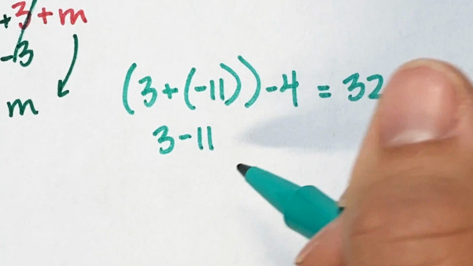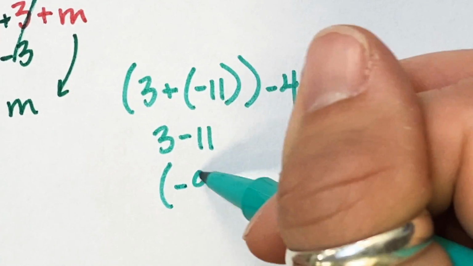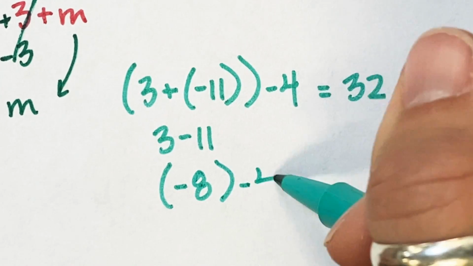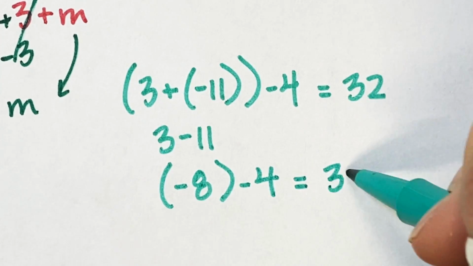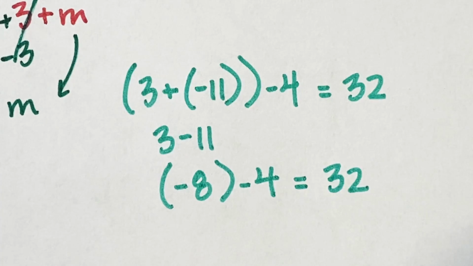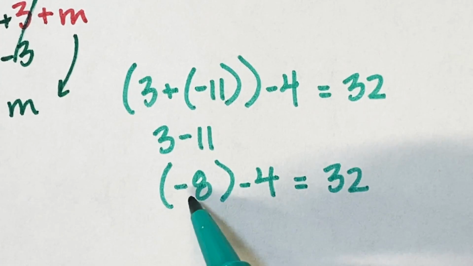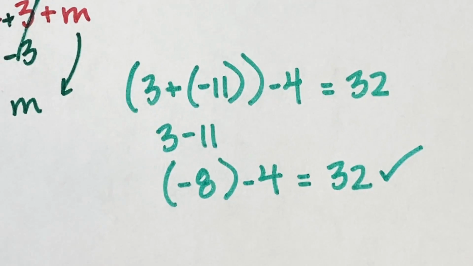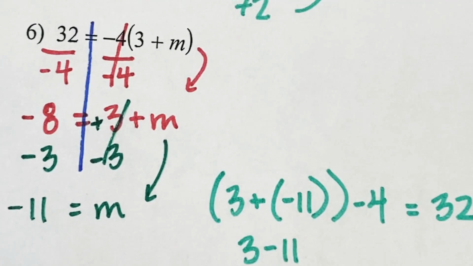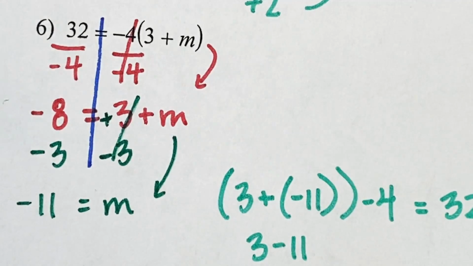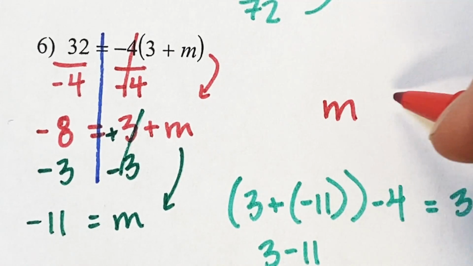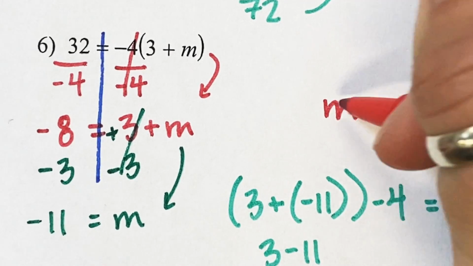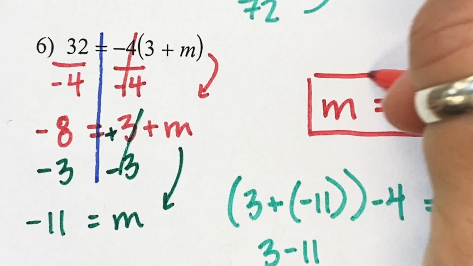When we plus a negative, what we're really doing is just subtracting. So I have 3 minus 11. That's going to give me negative 8 times negative 4. Does that give me 32? Negative 8 times negative 4, a negative times a negative equals a positive. Yes, it does. So we know that we did do it correctly. So our answer is m equals negative 11.